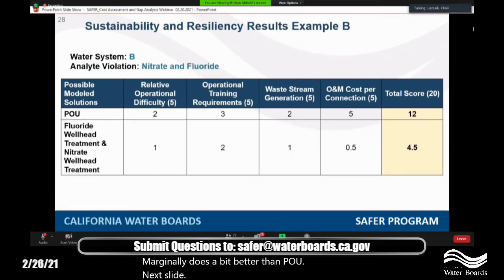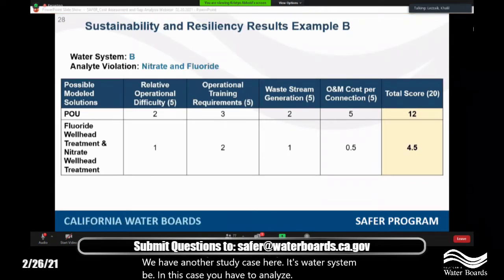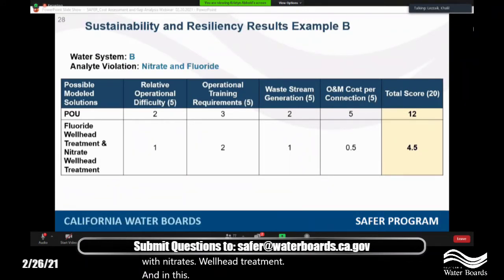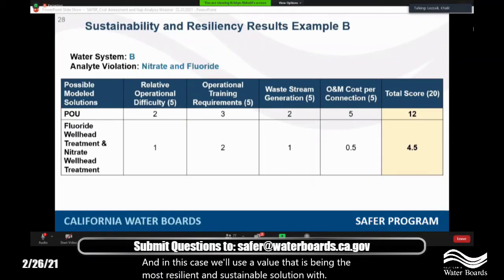We have another study case here. It's water system B. In this case, you have 2 analyte violations, nitrate and fluoride. And in this case, we only have 2 possible modeled solutions. It's either a point of use or fluoride wellhead treatment coupled with nitrate wellhead treatment. And in this case, POU is evaluated as being the most resilient and sustainable solution with a score of 12 relative to the nitrate wellhead treatment and fluoride wellhead treatment alternative with a score of 4.5 over 20. Next slide.